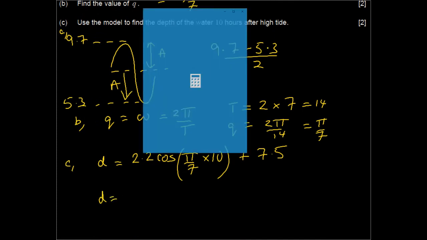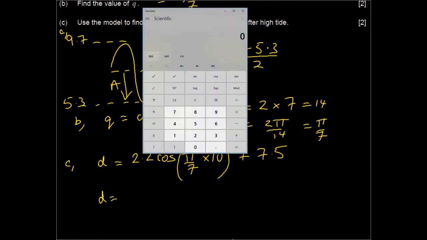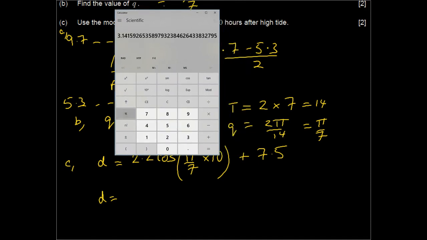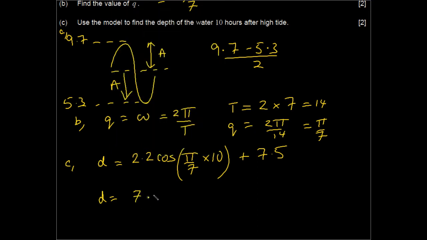So I can then work out what that is. So D is going to be, if I get my calculator out, make sure I'm in radians mode because we're dealing with multiples of pi. So if I do pi times 10 and divide by 7, I can then do cosine of that, multiply that by 2.2, and then add 7.5, which gives me 7.01 metres. And that should be the answer.